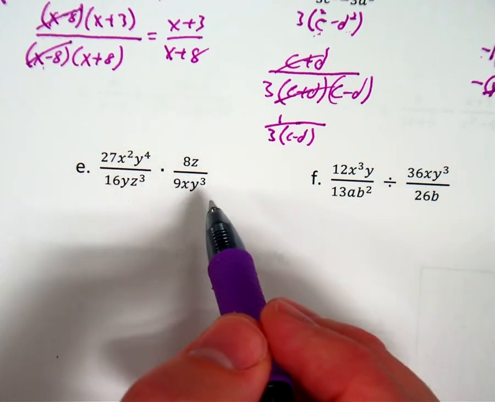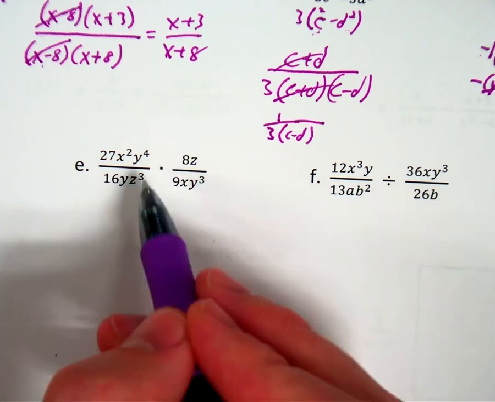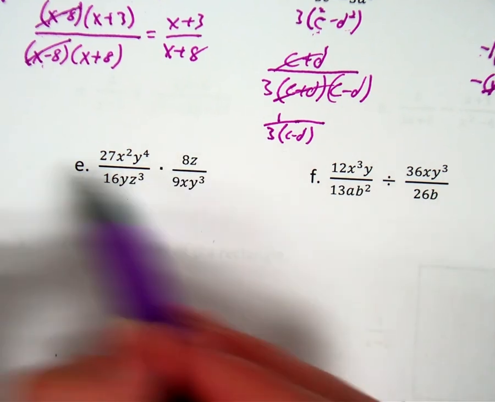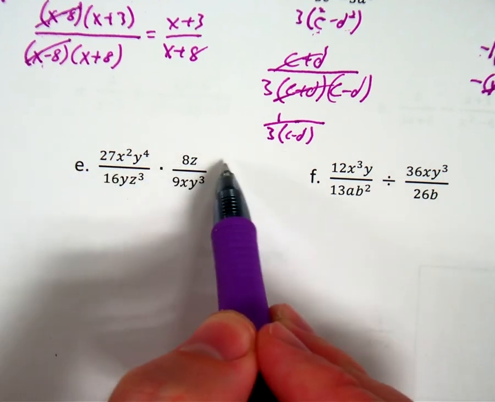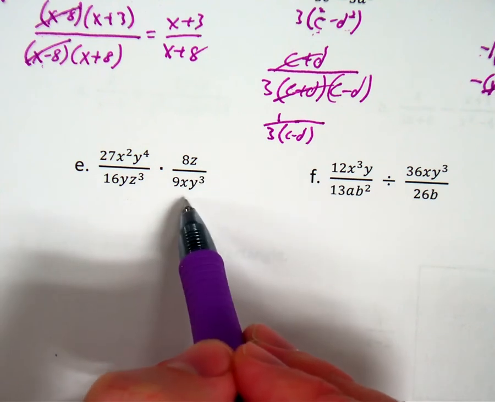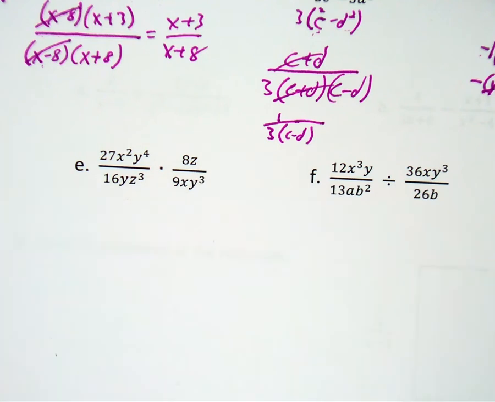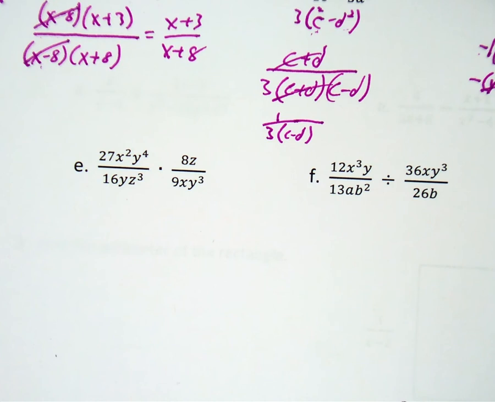Okay, so look at reducing the numbers first, because otherwise if I multiply across 27 times 8, that's going to be pretty big. 16 times 9, that's going to be really big, and I might not be able to see the quickest way to reduce. It might take me a while.